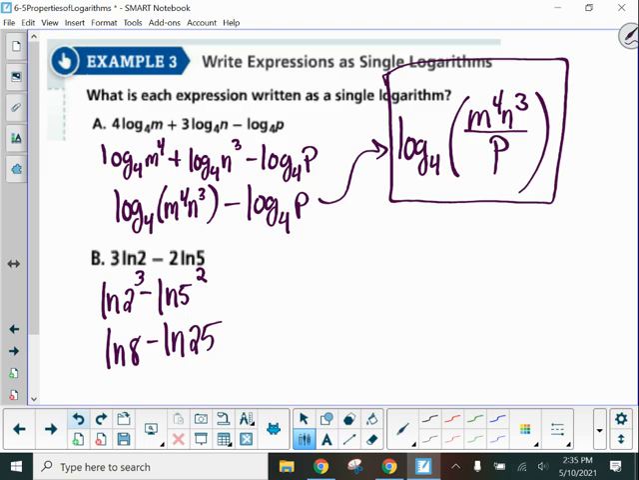I am subtracting these logarithms. They're both natural logs, so they are going to have the same base. I can write this now as a quotient. So this would be the natural log of 8 over 25. And there's nothing else I can do to simplify that. That's just going to be your correct answer there. Obviously, if your fraction reduced, you would reduce your fraction. However, these have no common factors, so there's nothing we can do to reduce that.